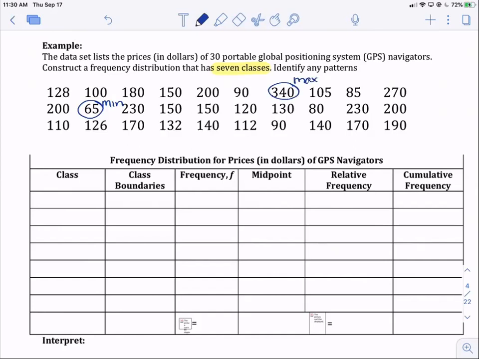Okay, so to find our class width, I'm going to squeeze this in here in between the data and the table. We're going to take 340 minus 65, so max minus min, and divide by what?